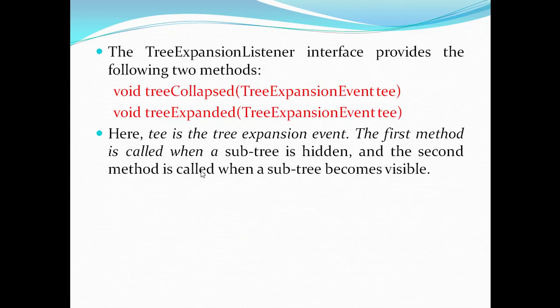The TreeExpansionListener interface provides the following two methods. First, void treeCollapsed(TreeExpansionEvent tee). Second, void treeExpanded(TreeExpansionEvent tee). Here tee is the tree expansion event. The first method is called when a subtree is hidden, collapsed, and the second method is called when a subtree becomes visible or expanded.